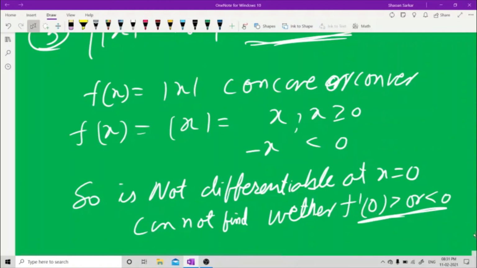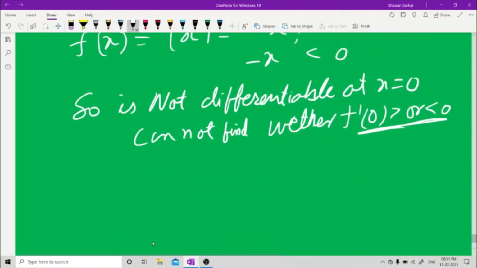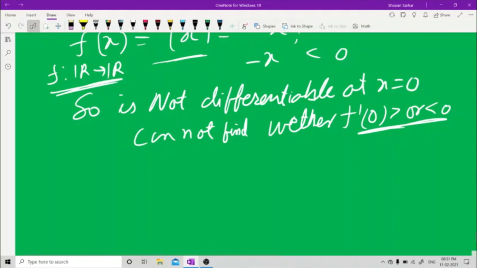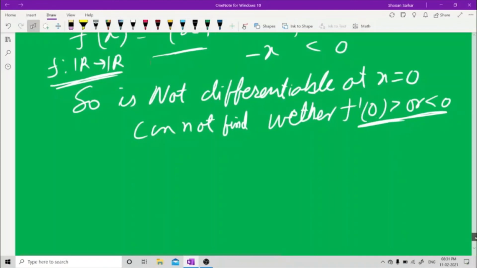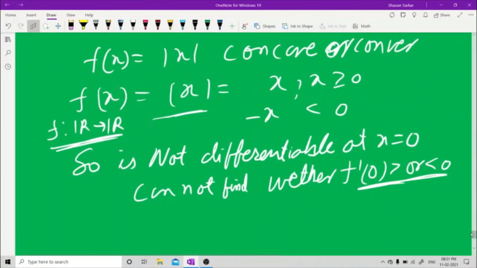Now take two points x1 and x2 in R. This f is going from R to R, from the real line to the real line. I forgot to write this part for this question. This is my set. In this part, we need to find whether this function is convex or concave.